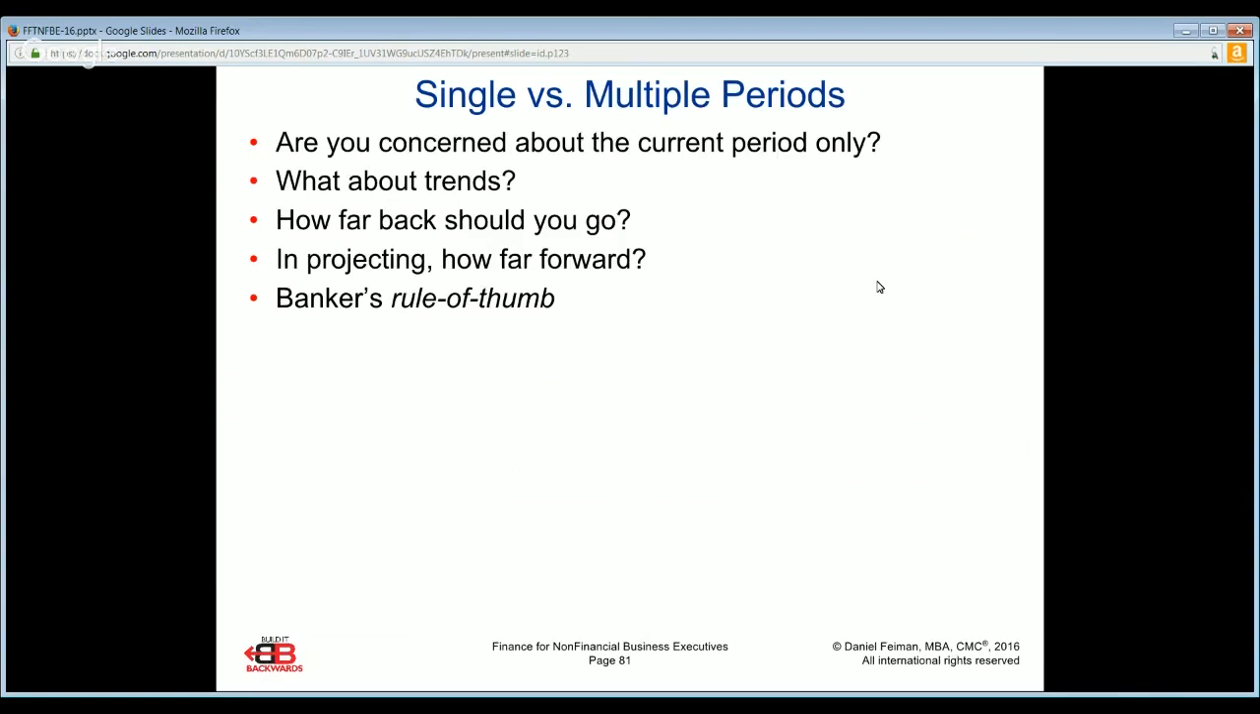Because it's very important to remember that specifically with ratios, and generally with financial analysis, its goal is to show questions we need to ask rather than answering questions. It's really designed to show us, to indicate areas of concern, not panic, but concern. So the more information we have, the better, up to a point.